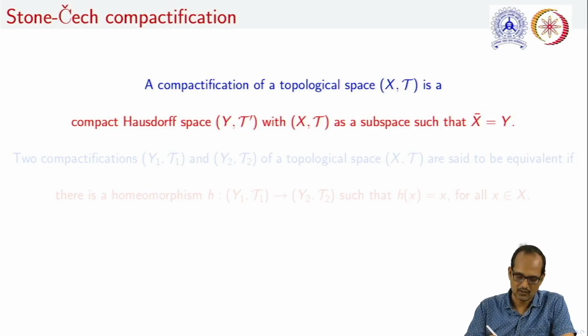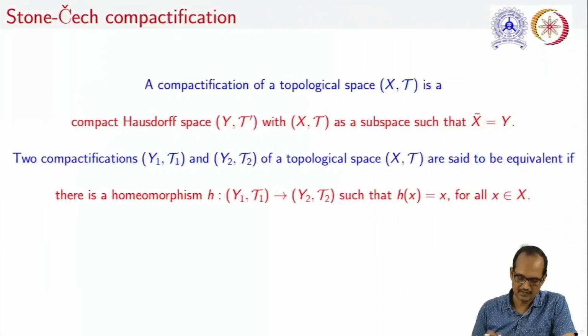What does compactification of a topological space mean? A compactification of a topological space (X, tau) is a compact Hausdorff space (Y, tau') with (X, tau) as a subspace of it, satisfying the restriction that the closure of X is equal to Y.